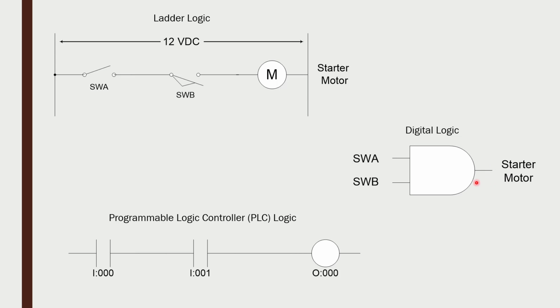If I looked at the same thing on a programmable logic controller, it would probably look something like this. We would see the I for an input and another input. So this is the first input. This is the second. We start the numbering with 0. So this is the second one, and this is the output. Both of these have to be passing current before the output is energized.